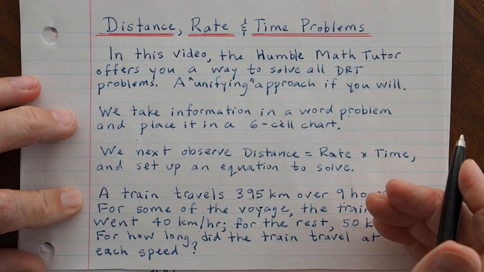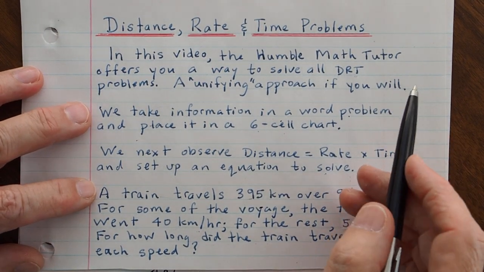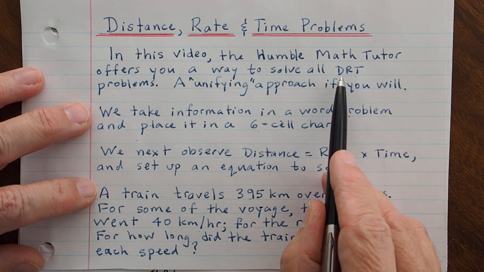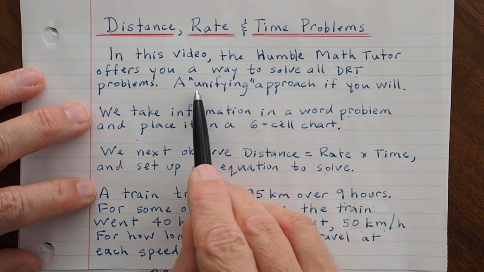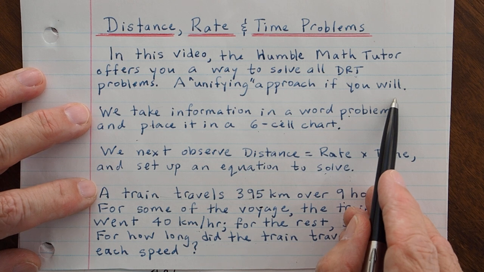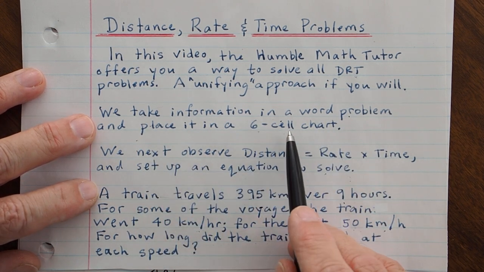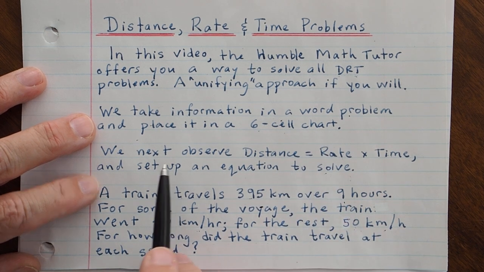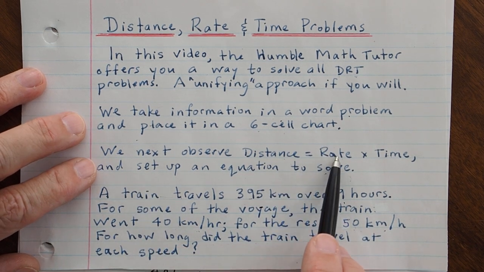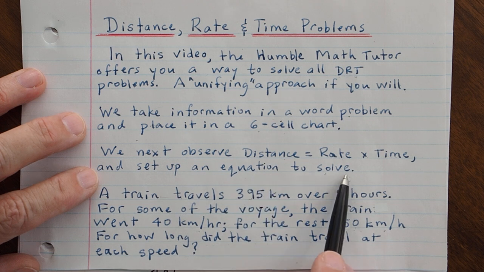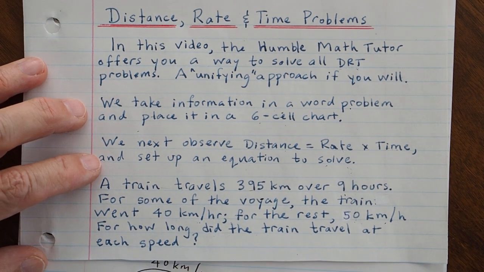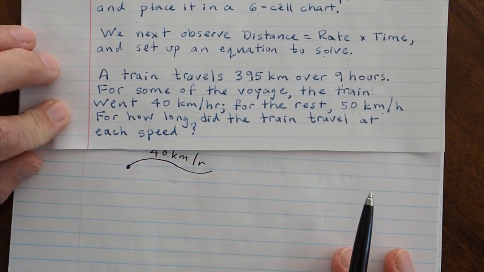Hello everyone. In this video, the Humble Math Tutor offers you a way to solve all distance, rate, and time problems, a unifying approach, if you will. We take information in a word problem and place it in a 6-cell chart. We next observe that distance is rate times time, and we set up an equation to solve. Let's try this with this problem.